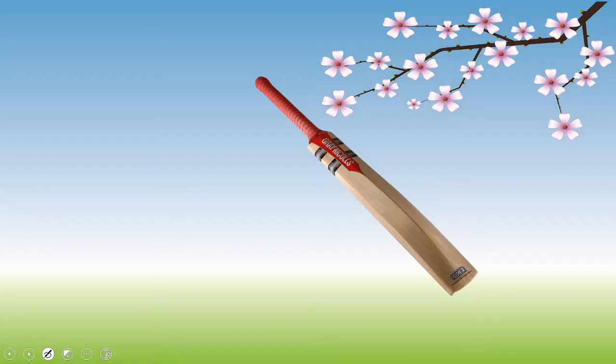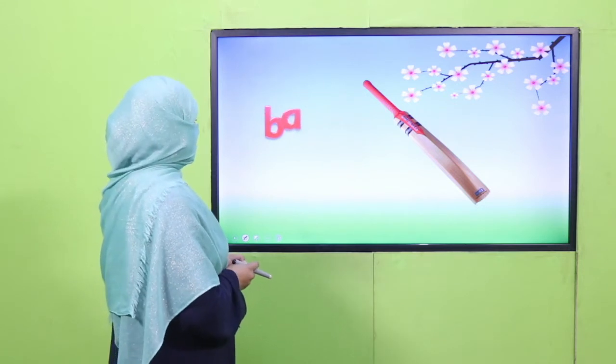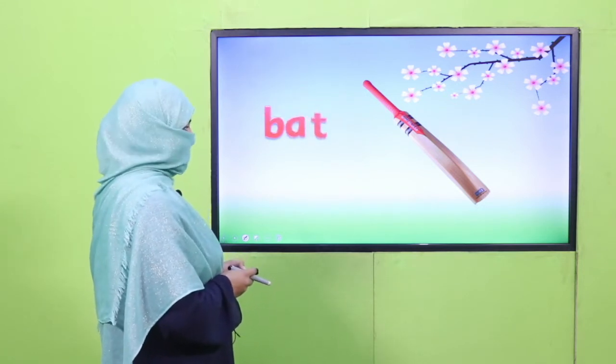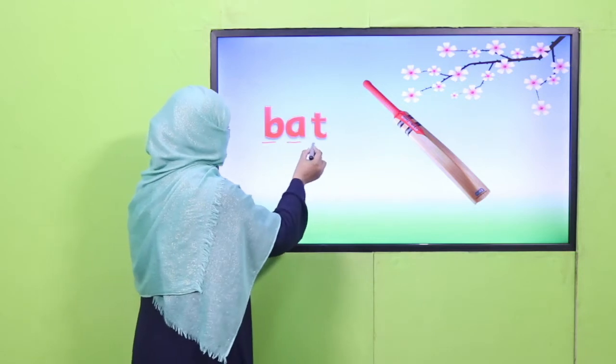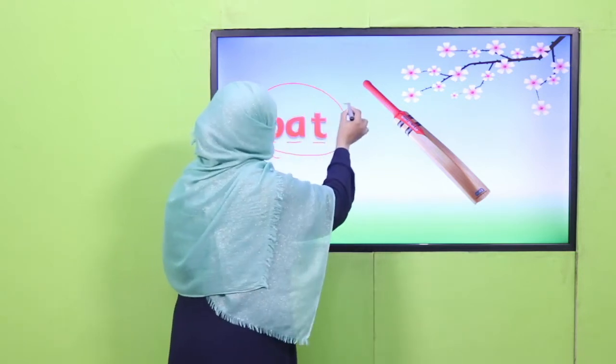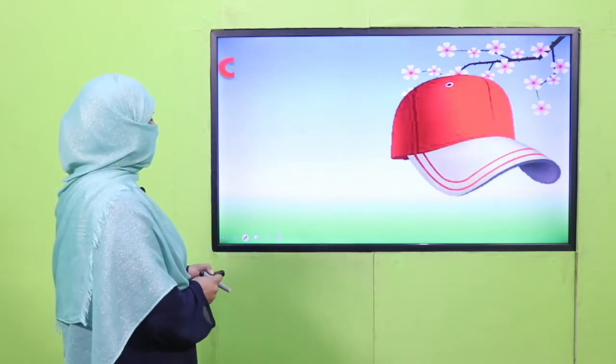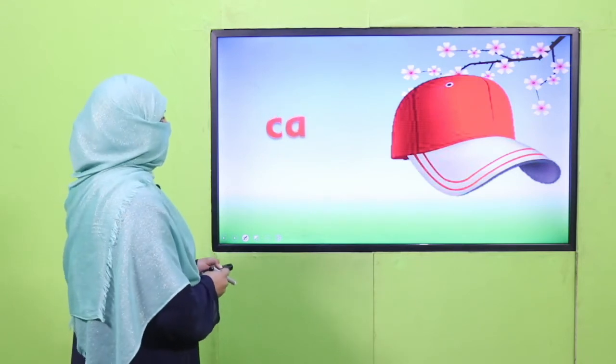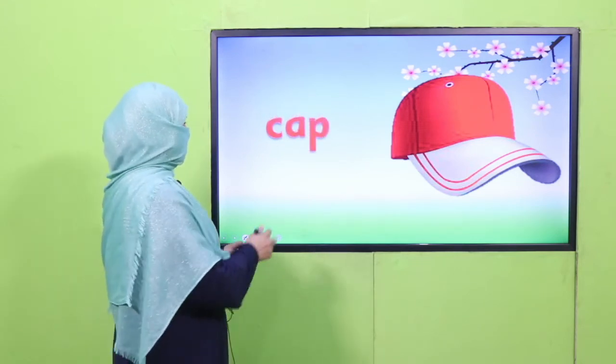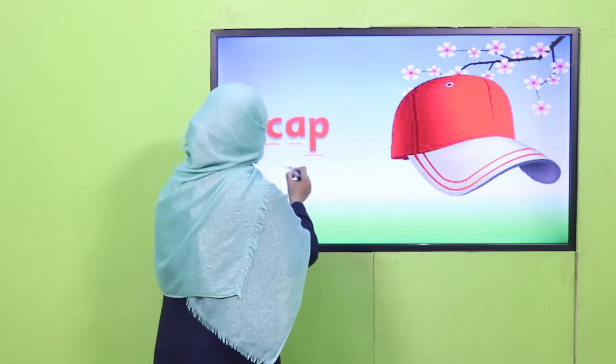Now, this is a picture of a bat. Let's find how we say it. B, A, T, bat. B, A, T, bat, which is this picture. All right, this is K, A, P, cap.